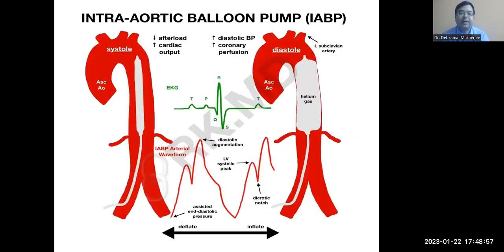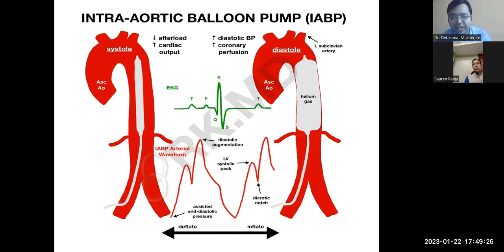So this patient, at that point of time in the cath lab itself, after they had put in a stent to the LAD, the hemodynamics didn't improve that much. So this patient was put on an IABP at that point of time, because IABP still remains the most easily available, most frequently used mechanical cardiac support device.